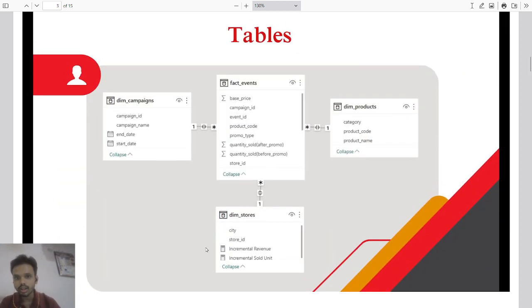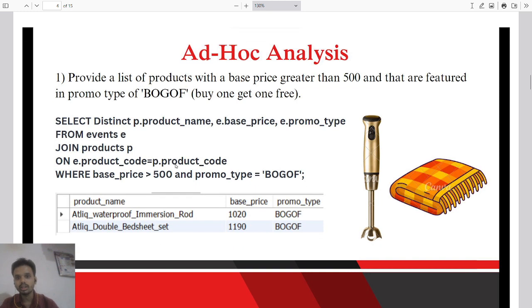So the data contains four tables, that is dim_campaigns, fact_events, dim_products, and dim_stores. Ad hoc analysis: there are in total 5 ad hoc analyses.